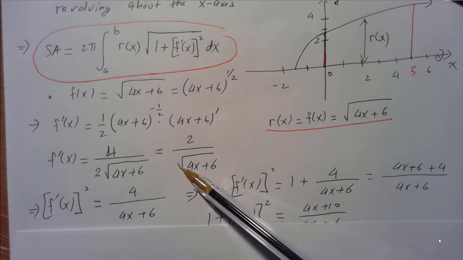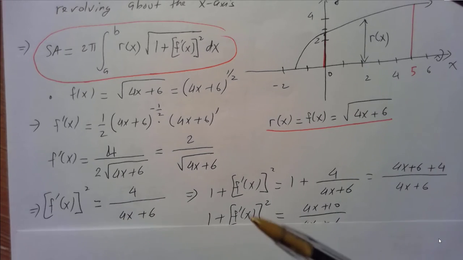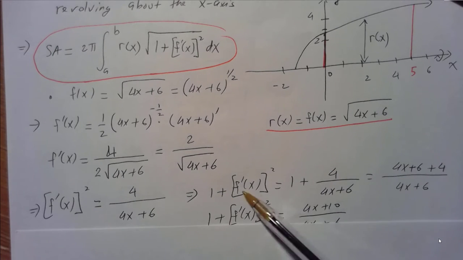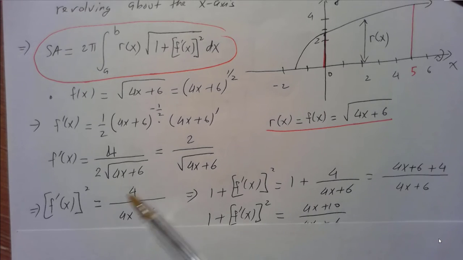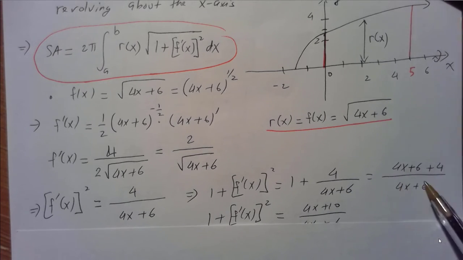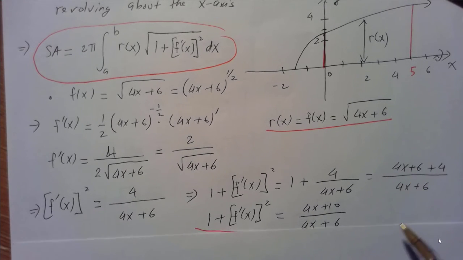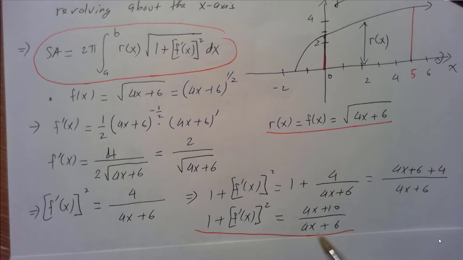The square of the square root is gone, and I add 1 to that. 1 add f prime squared, or 1 add 4 over 4x plus 6. We find the LCD is 4x plus 6, combine the two fractions, and you should end up with 4x plus 10 over 4x plus 6.